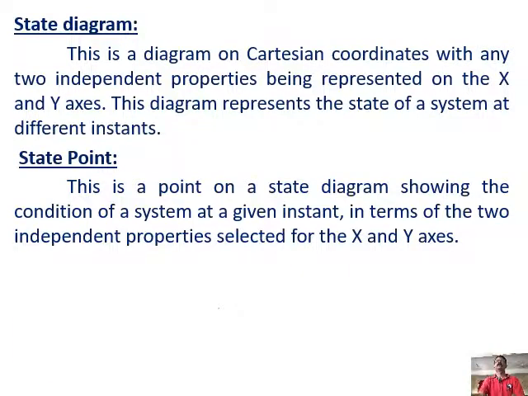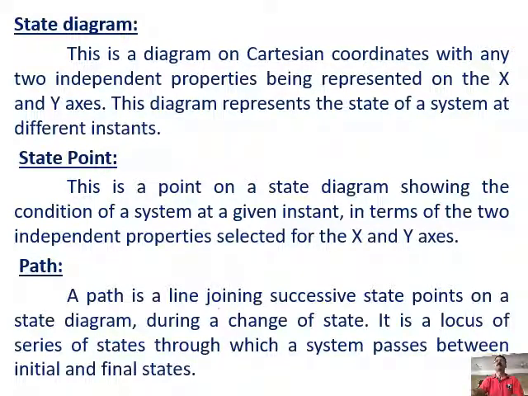Okay, now let us move on to the next topic. So there is a path. A path is a line joining the successive state points on a state diagram. As I discussed in the previous slide, whenever the properties of a system change, we say that the system has undergone a change of state, meaning it is moving from one state point to another state point. So how do you represent this change of state? For that you should have a line joining these successive state points on the state diagram. The locus of such a series of state points through which the system passes is called the path between the final state and the initial state.